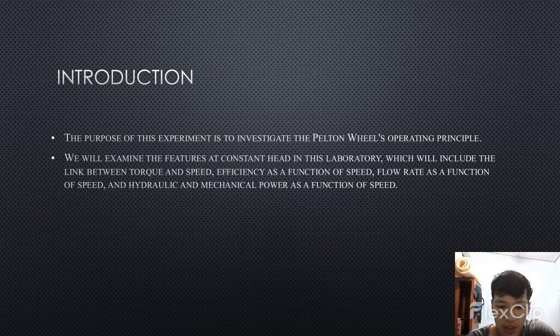The purpose of this experiment is to investigate the Pelton wheel's operating principle. We will examine the features at constant head in this laboratory, which will include the link between torque and speed, efficiency as a function of speed, flow rate as a function of speed, and hydraulic and mechanical power as a function of speed. The main goal of this lab is to measure a Pelton wheel turbine's power output and compare it to the theoretical power output. Another goal of this lab is to test the loss of turbine scaling.